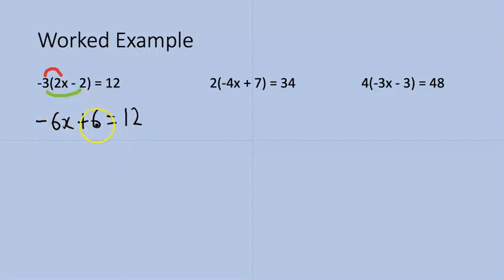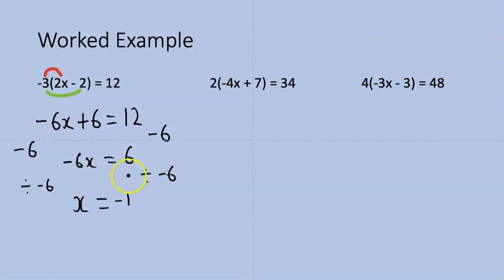Just because this x is negative doesn't mean we do anything different. We deal with the plus 6 first, the number. Get rid of it. 6 take away 6 is 0, so I've just got minus 6x. 12 take away 6 is 6. And I divide it by minus 6. Minus 6 divided by minus 6 is 1, so it's just x. 6 divided by minus 6 is minus 1.